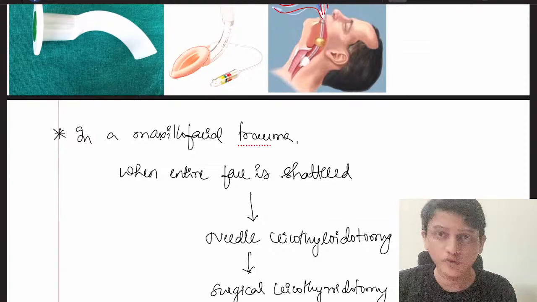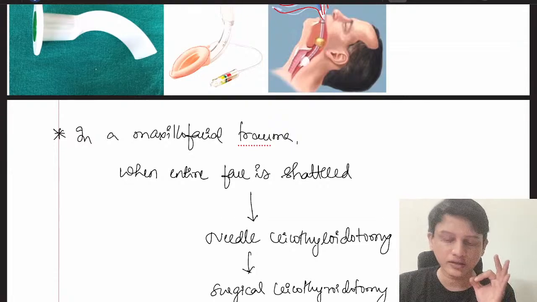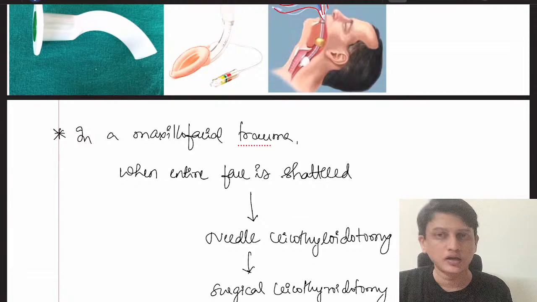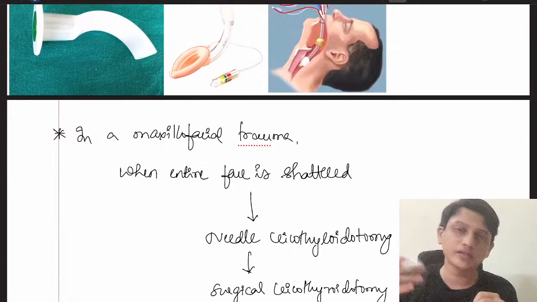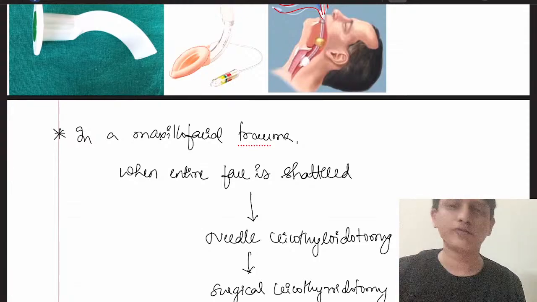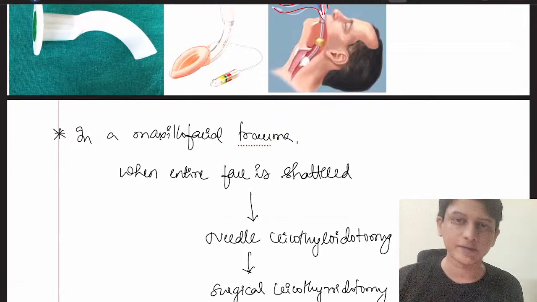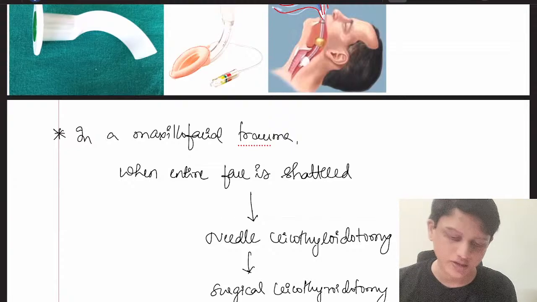When a shattered face is there, what can you do? You can't put any of these airways. You can't put anything orally, you can't put anything nasally. Then what will you do? In such a case, the answer becomes needle. In the face you can't do anything, but in the neck you can. As we saw, there is needle cricothyroidotomy in the beginning: just insert a needle and secure the airway. Then when time is available, you can do a definitive surgical cricothyroidotomy, put a tube and keep it there. Hope it's clear. This is the most common type of question asked.